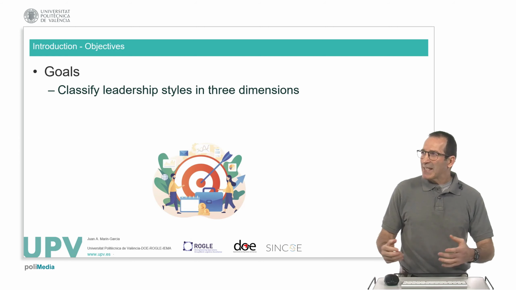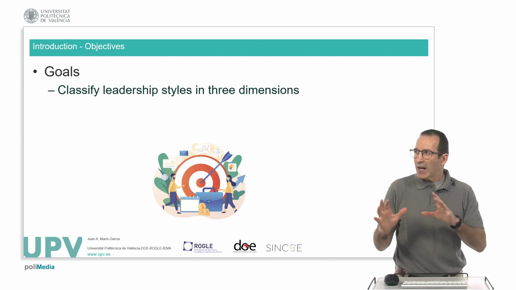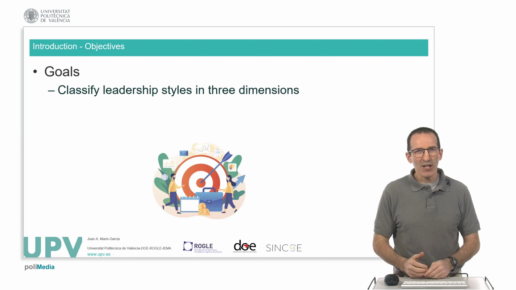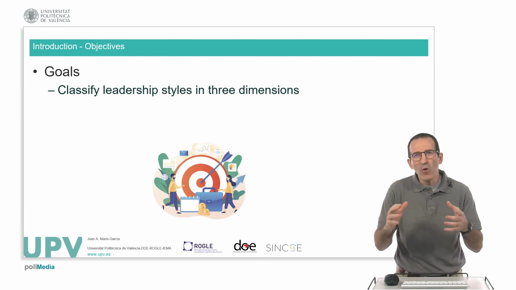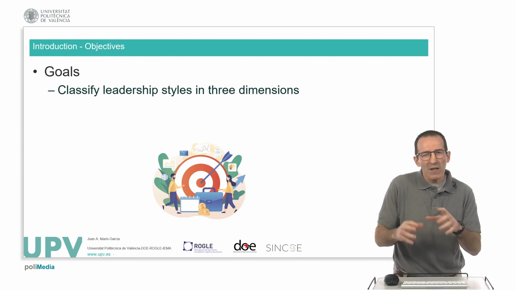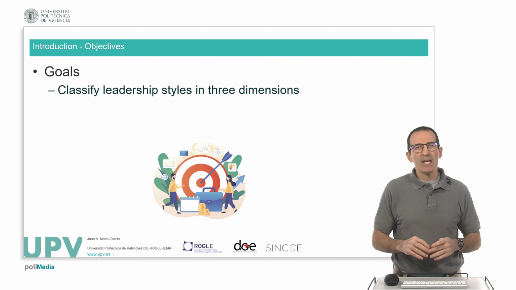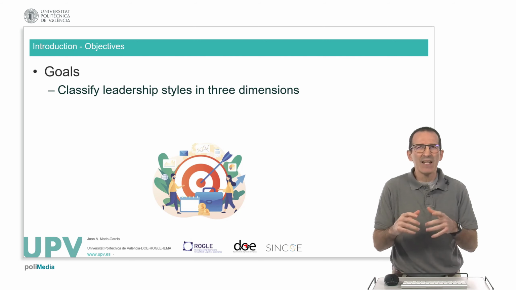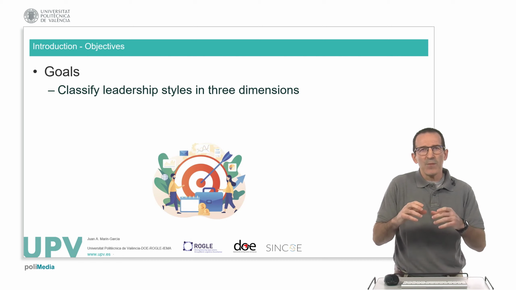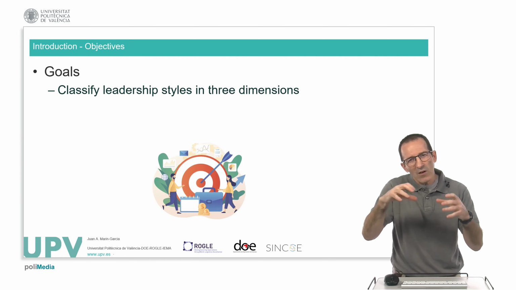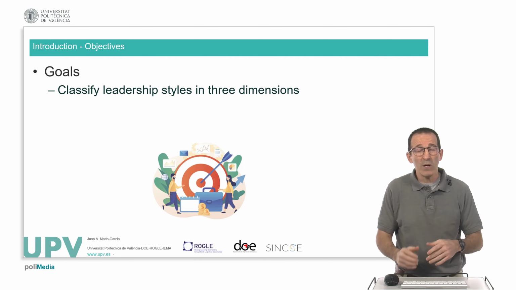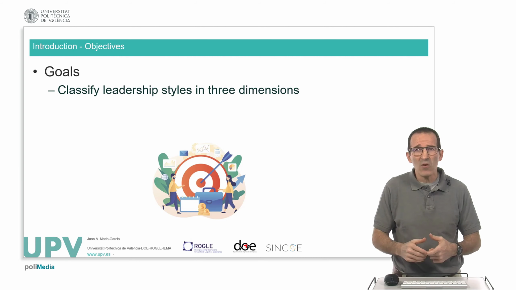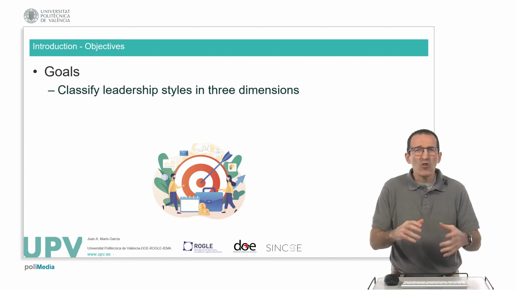Hello, I would like you to be able to classify leadership styles into 3 dimensions or main categories at the end of this video. A pure leadership style represents a set of behaviors that are more or less similar and can be exhibited by a leader. These behaviors share certain characteristics that make them alike and fit within the definition of a style that groups them under that umbrella.